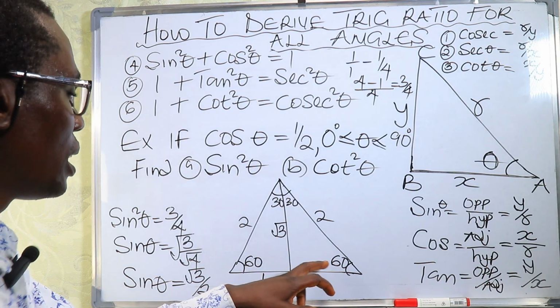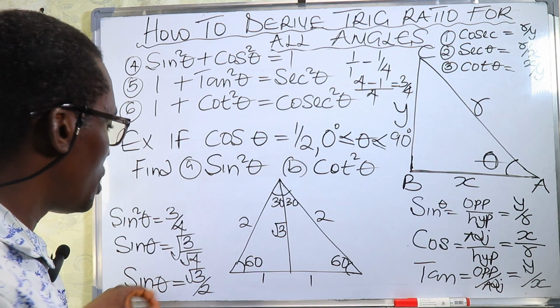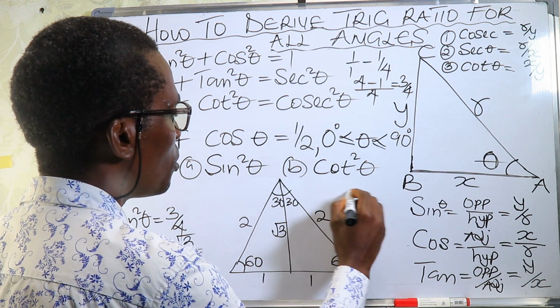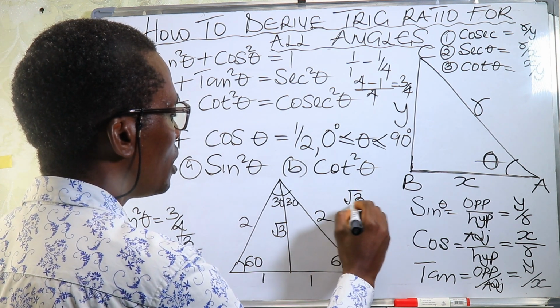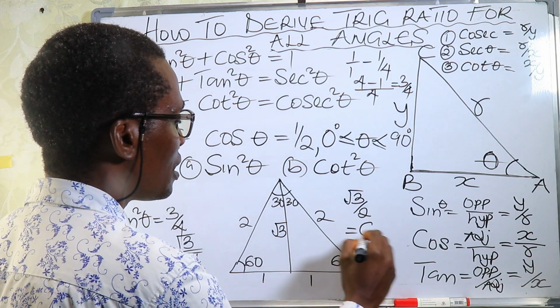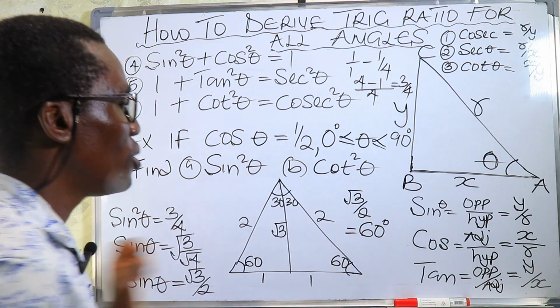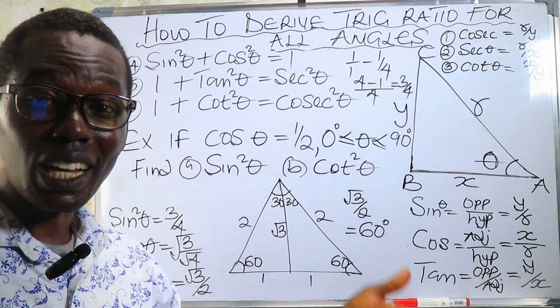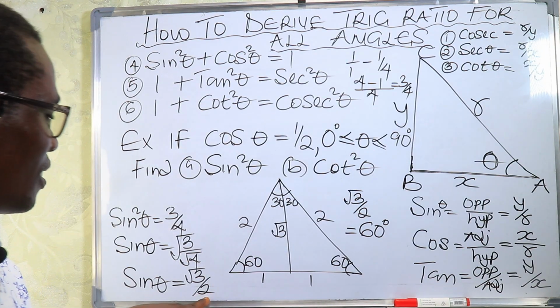So if we check the sine of theta, sine na opposite over hypotenuse. That is root what? Root 3 divided by 2. So that means the sine theta here na 60 degrees. So you see say it dey less than what? 90 degree. So that means our answer dey correct.